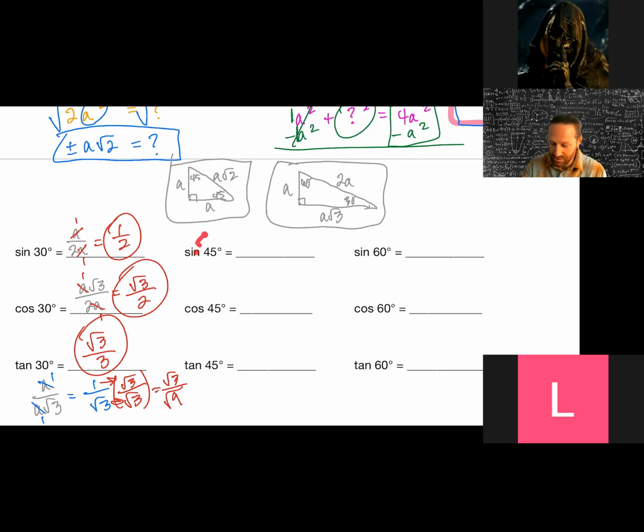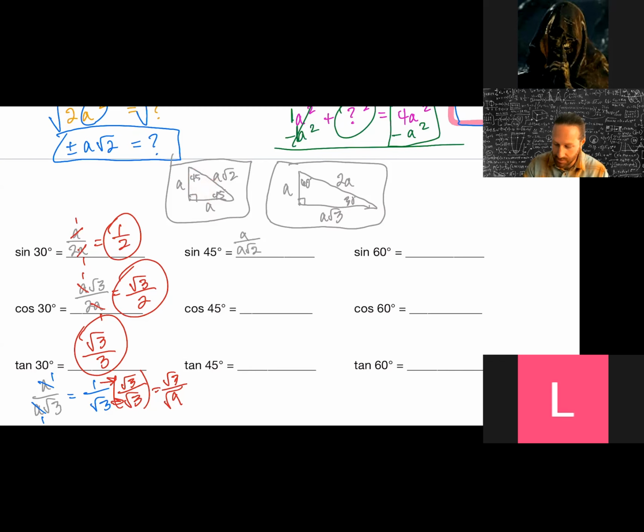Yeah. So let's do the sine, cosine, and tangent of 45, which means now we're in this triangle. And does it matter which 45 we're looking at? No. Because if I'm doing sine, I'm looking at the opposite over hypotenuse. Or if I did this sine, it would be opposite over the same thing. So I get a over a root 2.